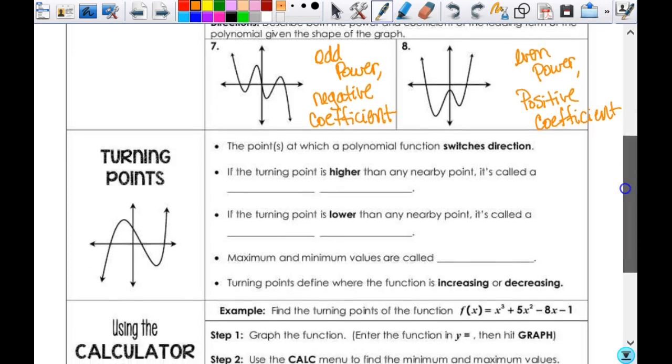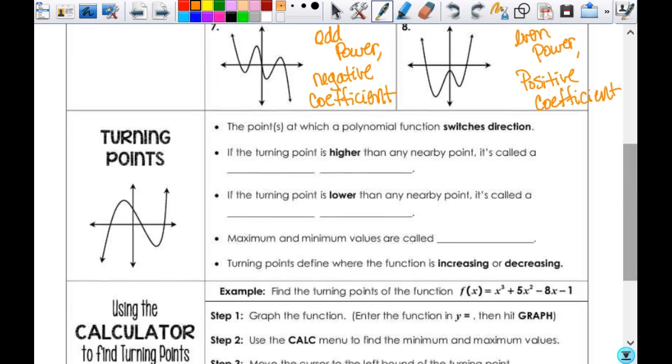All right, so let's talk about turning points. Okay? So your turning points, and we've talked about these a little bit already, are the points at which a polynomial function switches direction, right? So I'm here, I'm decreasing, I switch, I'm increasing, I switch, I'm decreasing, I switch, I'm increasing, I switch, I'm decreasing, right? So if the turning point is higher than the nearby points, like this point right here, it's higher than the points that are around it, what would we call that? Relative maximum. Good. So this would be a relative maximum.